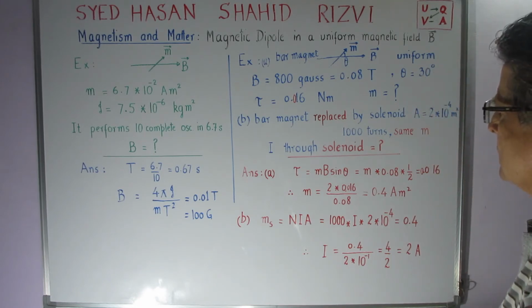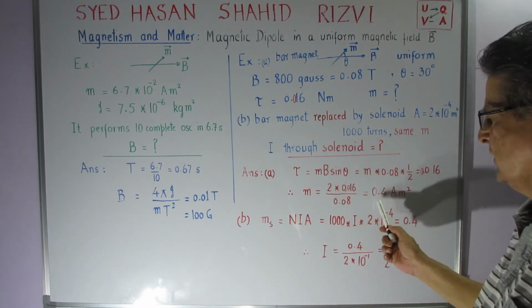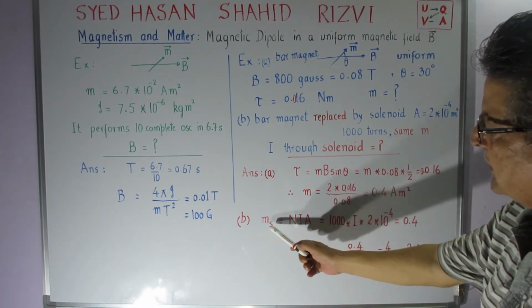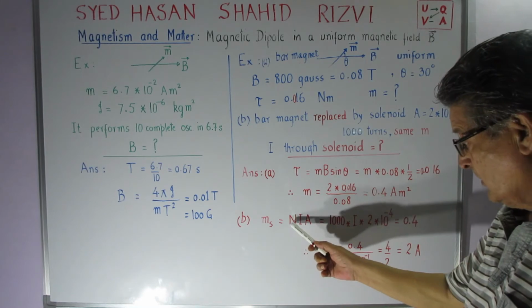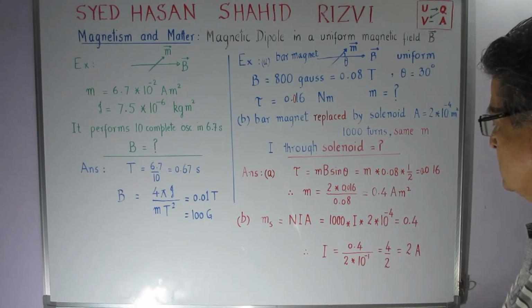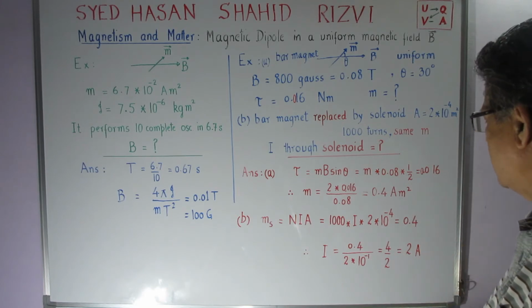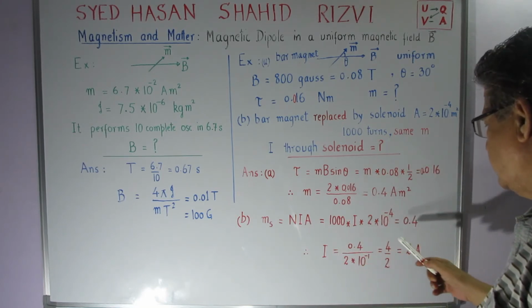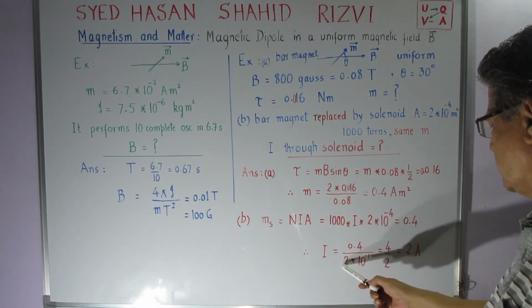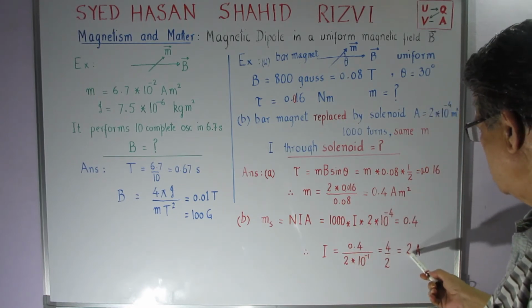For the second one, the value of m has to be taken as it is, but I write it as the magnetic dipole moment of the solenoid. This is equal to number of turns N into the current I into the area of cross section. 1000 into I into 2 into 10 to the power minus 4 is equal to 0.4. I can readily write it, because this will become 10 to the power of minus 1. So I write 0.4 upon 2 into 10 to the power of minus 1, which becomes 4 divided by 2 amperes.